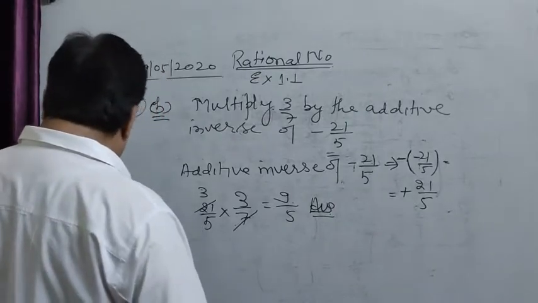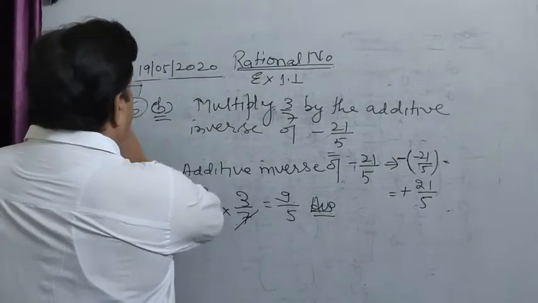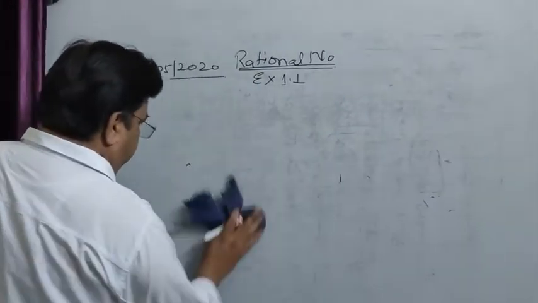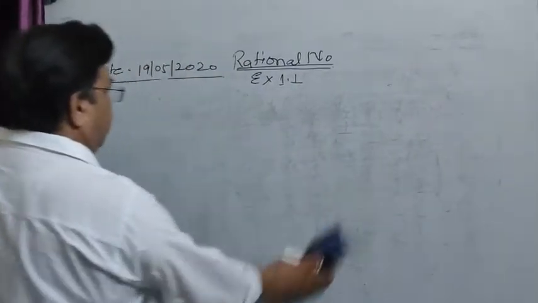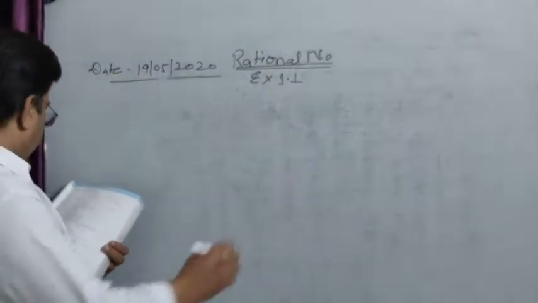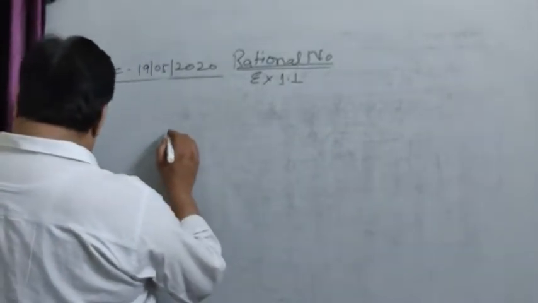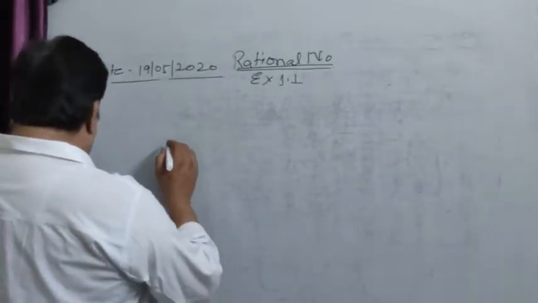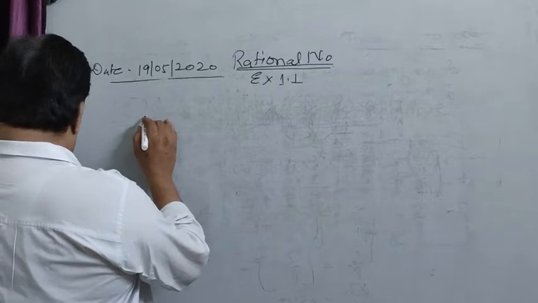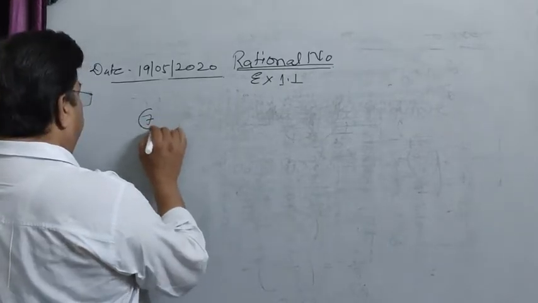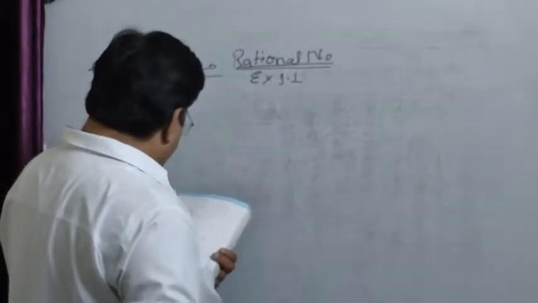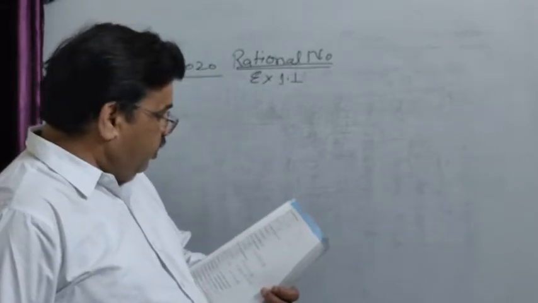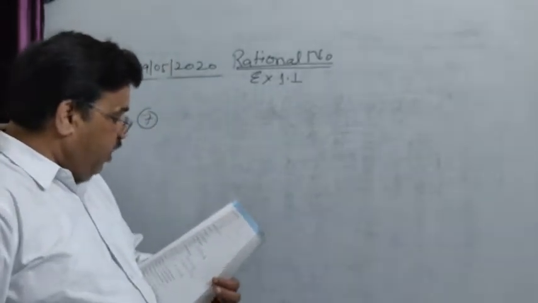Now I am solving the next question, I mean to say 7th question. Evaluate the following using the appropriate properties. Question number 7. I have read the wrong question. This is the 7th question. So this question is saying solve the following using the suitable arrangement.